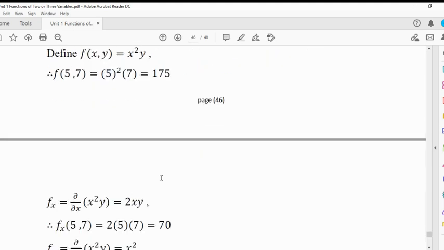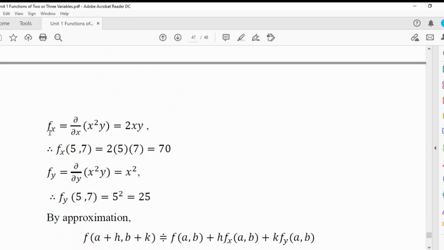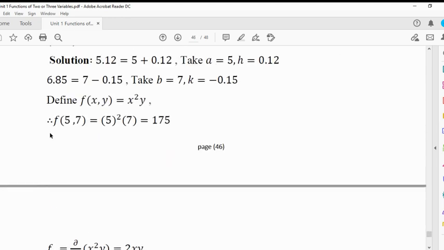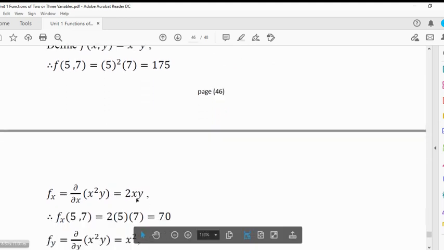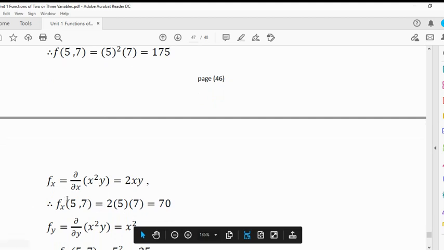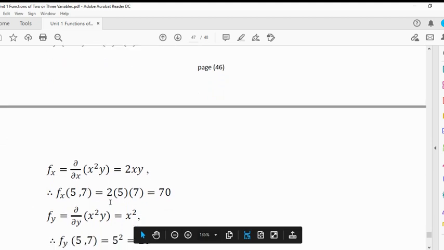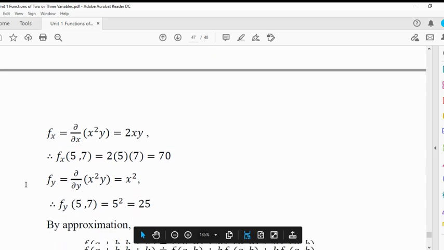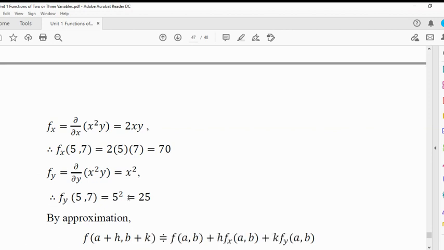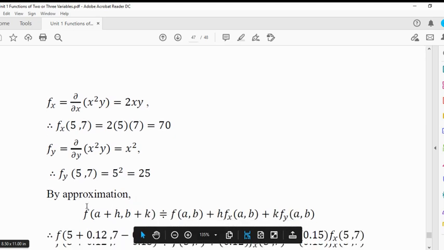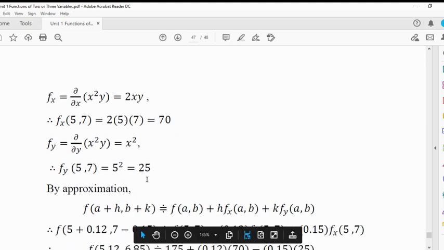that is 175. Now f x, the derivative of f of x y with respect to x: what will it be? The derivative of x squared is 2x, y is a constant, so 2xy. f x at x y is 2xy. Now f x of 5, 7, that is f x of a b, is nothing but 2 into 5 into 7, that is 70. Now f y, the partial derivative with respect to y, is nothing but x squared, since the derivative of y is 1 and x squared is a constant. And what is f y of 5, 7? Just replace x by 5, that is 5 squared, that is 25.